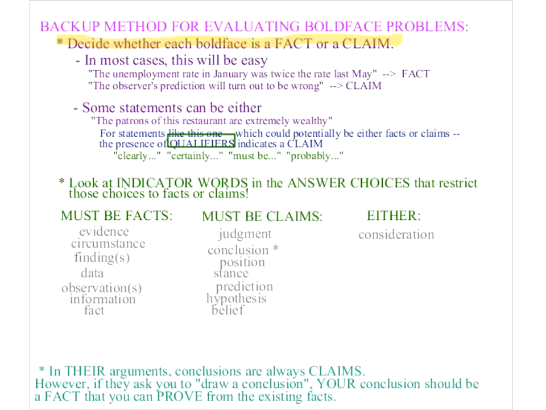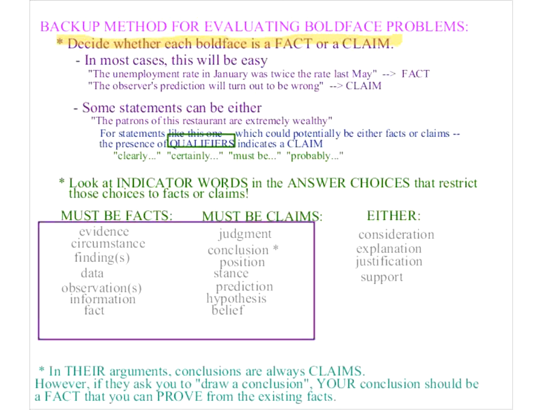And then as far as things that can be either, explanations can be either, because you can use facts or claims to explain stuff. Justification is whatever you use to justify your conclusion, so that can be fact and claim. And then support. By the way, in this list also should be objection. Objections are generally claims.